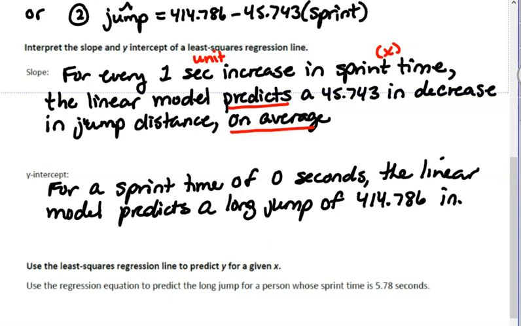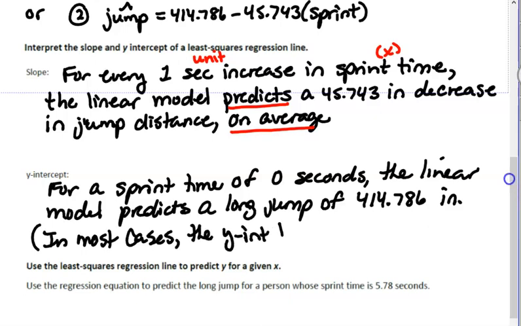Obviously a ridiculous interpretation. So the y-intercept is only reasonable if it's possible for x to be 0. If that is a reasonable value for x, then the y-intercept might mean something. But in most cases, the y-intercept has no realistic meaning. Sometimes it does, sometimes it doesn't, but a lot of times it doesn't.